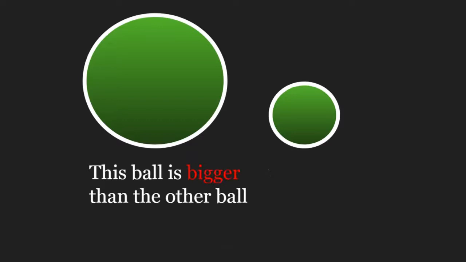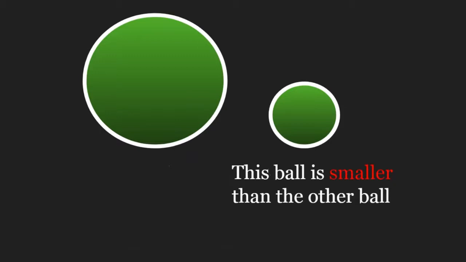What if we want to compare them to each other? Then we have to use another word. The adjective changes a little bit. We say, this ball is bigger than the other one when we compare the big one to the small one. Or if we focus on the small one, we can say, this ball is smaller than the other ball.